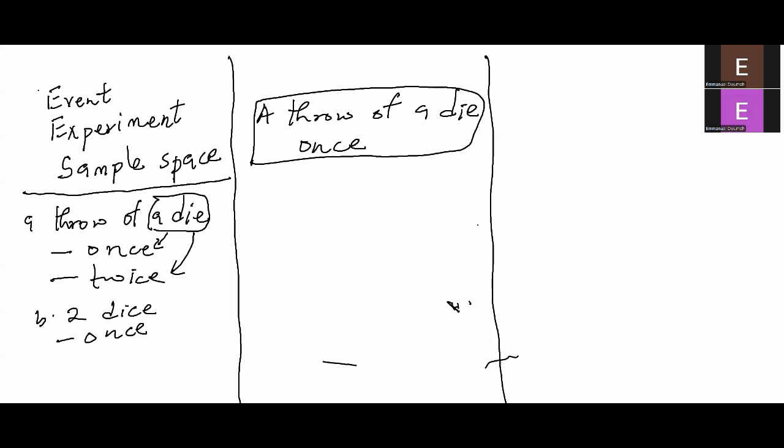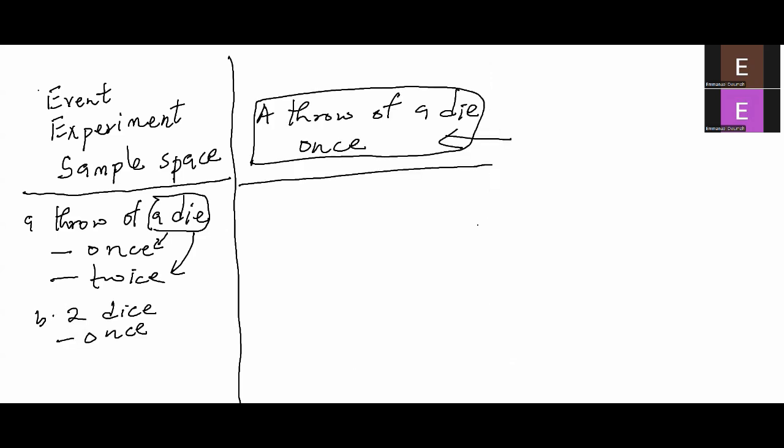So after determining the experiment, you have to also determine the sample space. In your answer, this is not what you are going to present. You are not going to write a throw of a die once, but then with that knowledge, you are going to present your answer in this way. You are first going to state the sample space from the experiment that we are performing. So if you throw a die once, what will be the sample space?